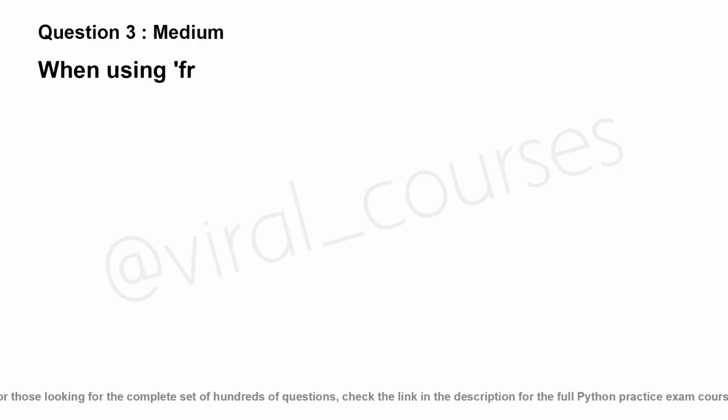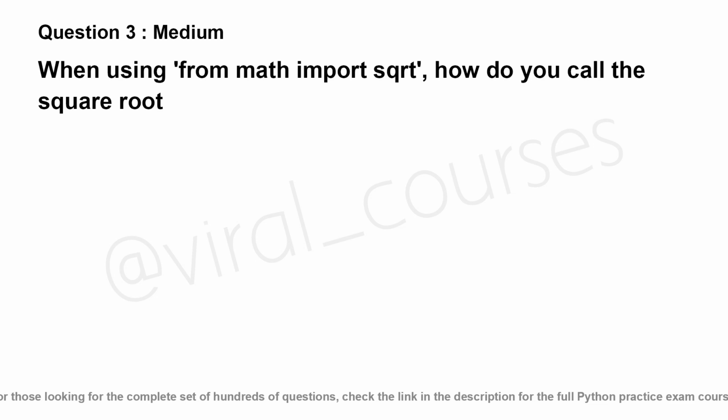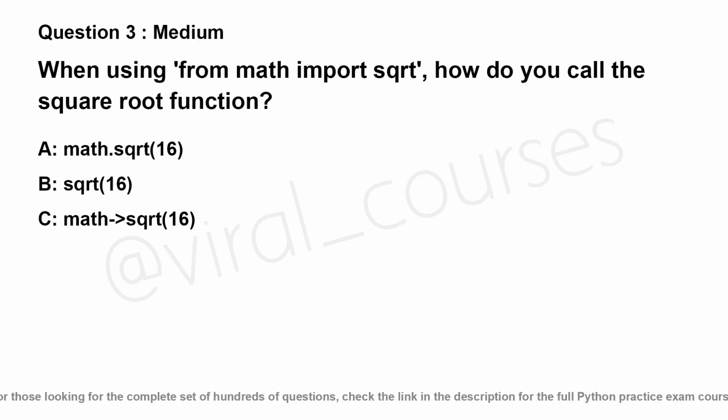When using from math import sqrt, how do you call the square root function? Option A, math.sqrt(16). Option B, sqrt(16). Option C, math->sqrt(16). Option D, math::sqrt(16).